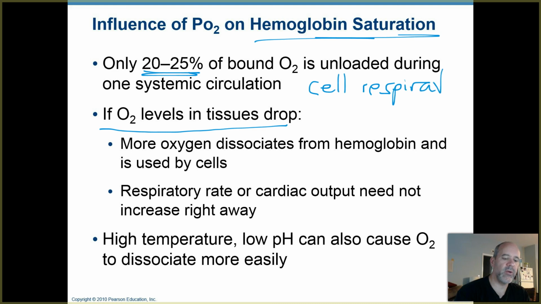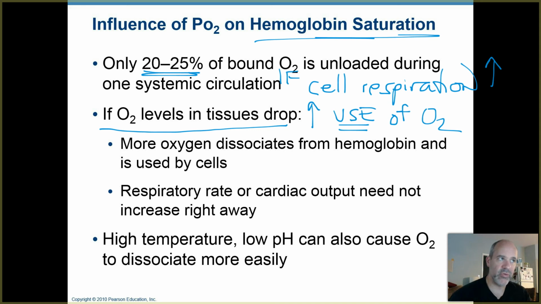So anything that increases cellular respiration increases O2 use. That will decrease the O2 levels in the surrounding tissue fluids because they're gobbling up more of the oxygen gas. So this makes sense. If O2 levels in tissues drop below the normal value, then more oxygen is going to dissociate or break off the hemoglobin and diffuse out of the blood and into the surrounding tissue fluids.